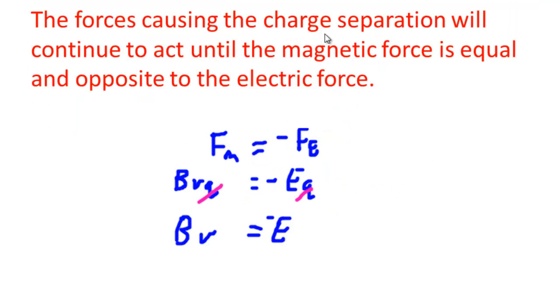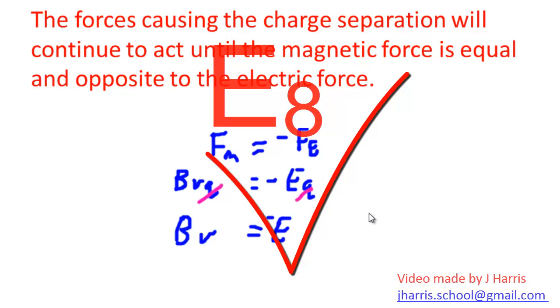The forces causing the charge separation will continue to act until the magnetic force is equal and opposite to the electric force. So the magnetic force, BVQ, is equal and opposite to the electric force, EQ. The Q's cancel. We've got magnetic field times velocity is equal and opposite to the electric field. We don't actually need mathematics in there for the E8, but it helps to be able to understand what's happening.